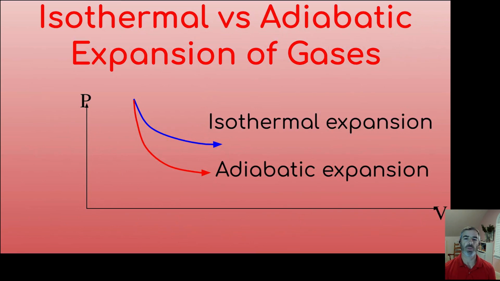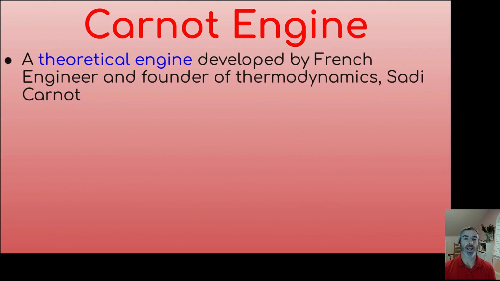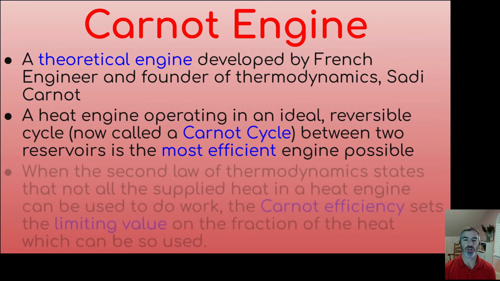So a quick review of isothermal and adiabatic expansion. Isothermal expansion, remember, is an inverse relationship between pressure and volume, and an adiabatic expansion is a much quicker drop from an isothermal expansion where there's no heat loss, so the work is equal to the change in internal energy. So why is this important? Well, we're going to look at something called a Carnot engine. A Carnot engine was a theoretical engine that was developed by a French engineer and founder of thermodynamics, Sadi Carnot. The heat engine operates in an ideal reversible cycle that's called a Carnot cycle between two reservoirs in its most efficient engine possible.